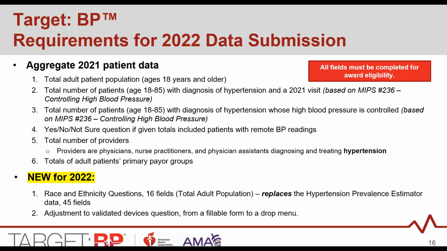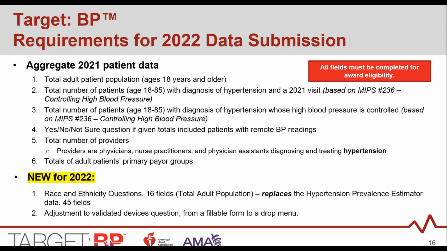And then finally, let's just go to the last slide. Now to review the requirements for data submission with your 2021 aggregate data for your clinic or organization. So the first question is the total adult patient population, ages 18 and older, the total number of patients, 18 to 85, with a diagnosis of hypertension and a 2021 visit, anytime in 2021. And this is based on the MIPS 236 controlling high blood pressure measure that you may be familiar with.